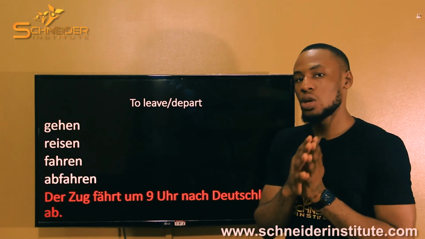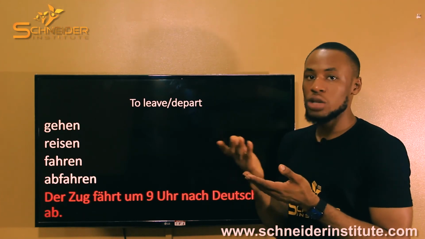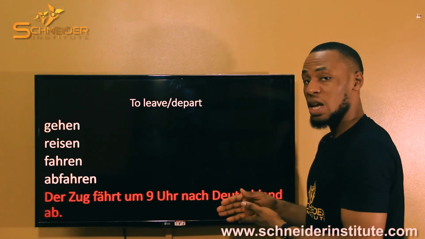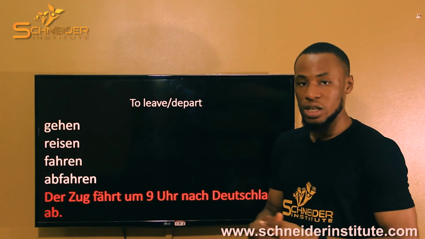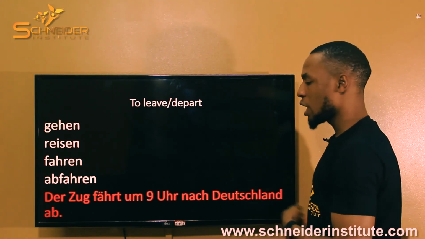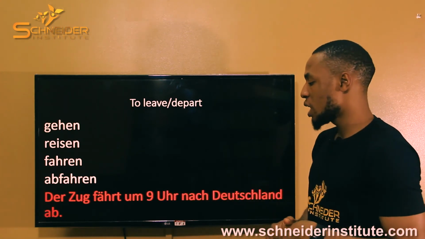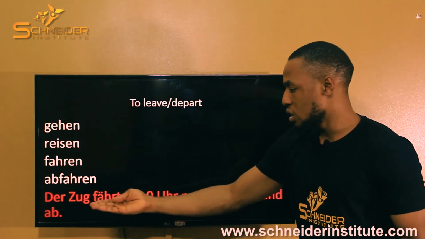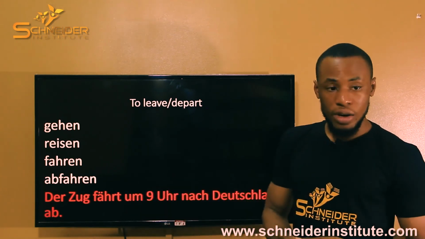Okay, and now I'm going to try to explain a particular place where the verb lassen doesn't actually apply. When I'm talking about to depart, to leave, recall I told you that the verb lassen means to let or to leave. But in this case, you can't use the verb lassen. You have to use either the verb fahren, abfahren, or reisen, depending on the sentence you're making. So here I have, "Der Zug fährt um 9 Uhr nach Deutschland ab," which means the train is departing at 9 o'clock to Germany. I can't say "der Zug lässt." No, it doesn't work. So you have to use the verb abfahren in this case.